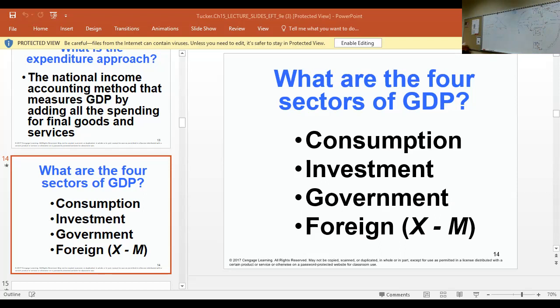Then we have R for rents, that makes sense, R. Then we have business profits, pi. Pi is for some reason the international symbol for profits. I guess because it's the Greek letter P.